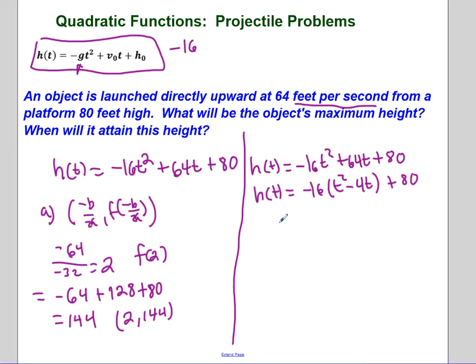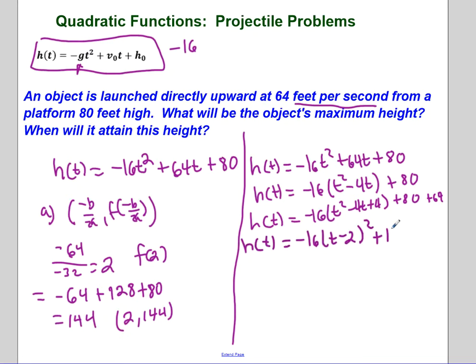Now what we are going to do is complete the square. H of t is equal to negative 16 times t squared minus 4t plus 4. But I didn't really add plus 4, did I? I subtracted 64, so I've got to add 64. Okay? So here we go. H of t in my completed form is negative 16 times t minus 2 squared plus 144. H is 2. K is 144. And there is my time, and there is my height.